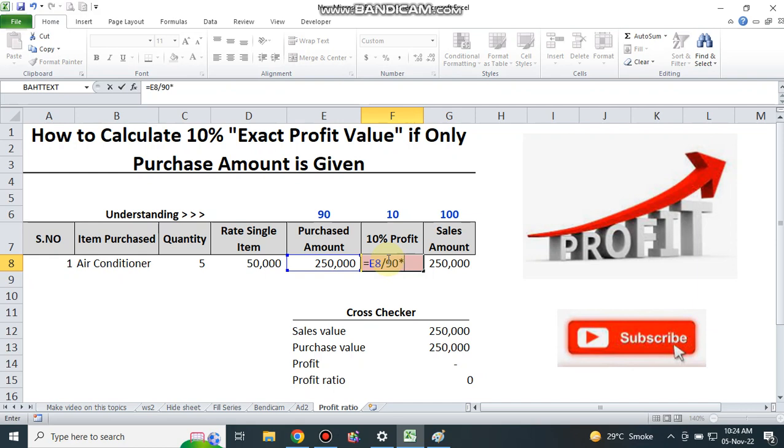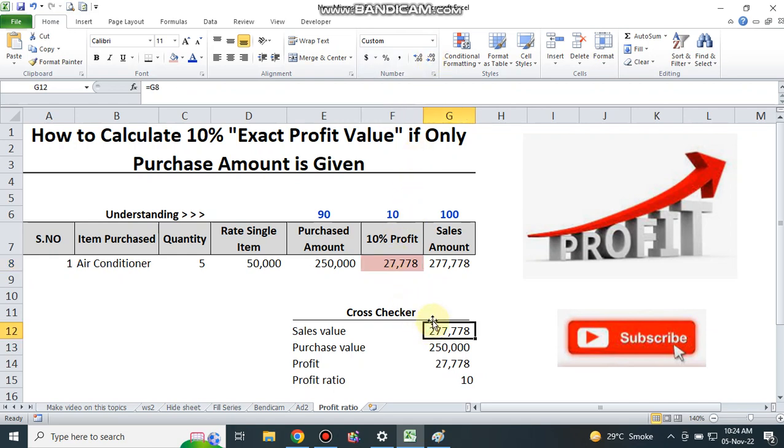This is 90%, and we want to know my profit. Therefore, I multiply it by, I make it more easy, equal to this. This is my 90%, and my profit ratio would be 10%, multiplied by 10. Okay, then I get the result. My profit amount is 27,778.